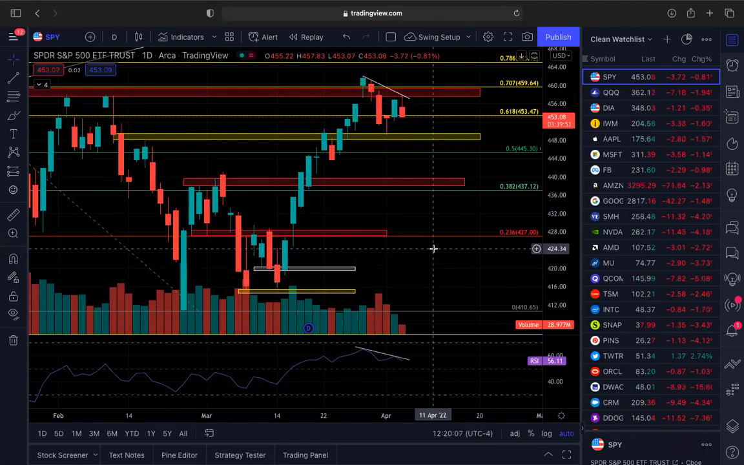Okay, so does anybody have any questions for me about using the short golden pocket? I'm going to move into the long golden pocket next.